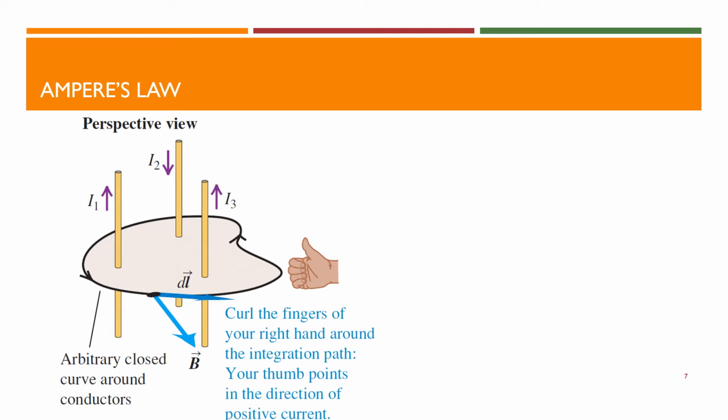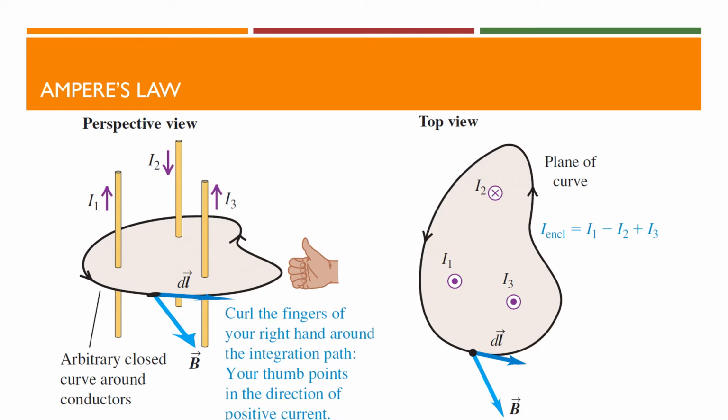Here, I1 and I3 are directions of positive current since our thumb points up here when we do the right-handed screw rule, then I2 points downward. Okay? So this is the perspective view of this system of currents. When we look at the top view, where I1 and I3 point out of the page and I2 points into the page, our integration path or our Amperian loop points in the counterclockwise direction. So this is counterclockwise. In the counterclockwise direction, the currents that point out of the page are currents that are positive. So I1 and I3 here are our positive currents. I2 is our negative current. So as seen in this equation here.